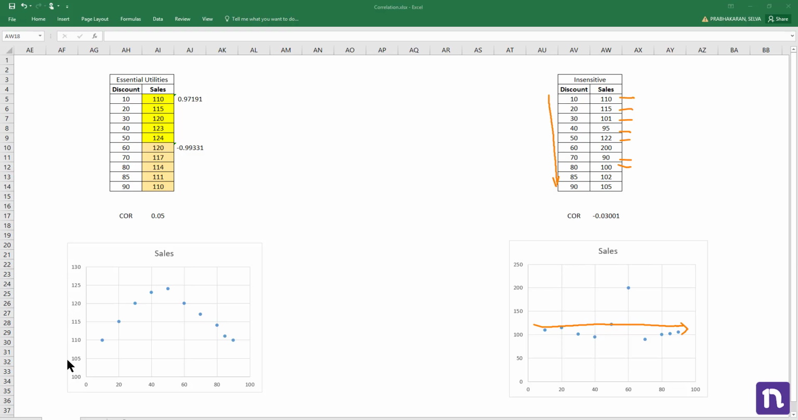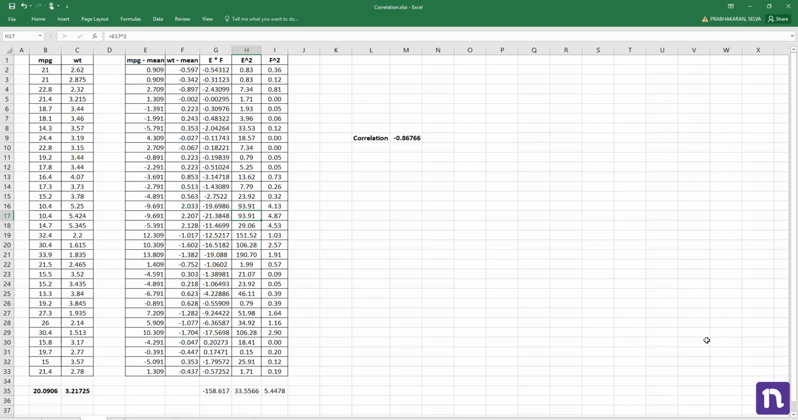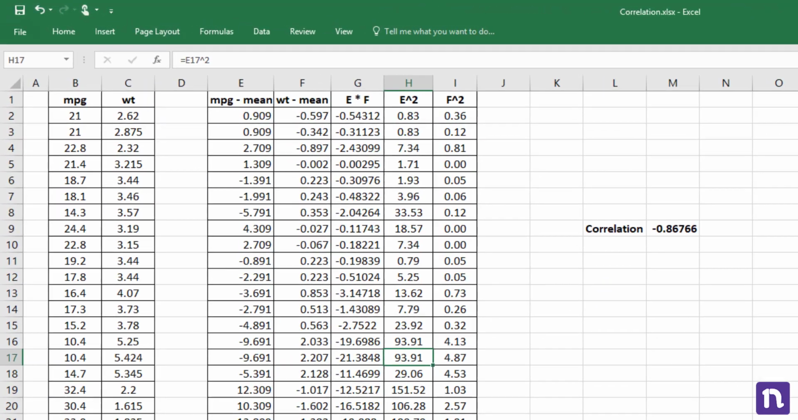Now let's see how to compute correlation. Here I have taken two columns from the mtcars dataset. We have seen the mtcars dataset multiple times. This dataset is a built-in dataset that comes with the R programming language. You can find it on Google as well. If you search for mtcars dataset, you will be able to easily find this dataset.